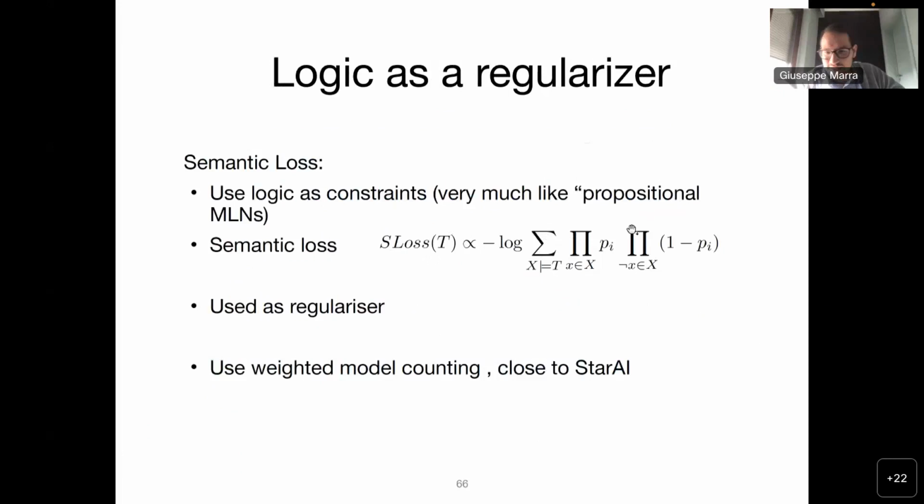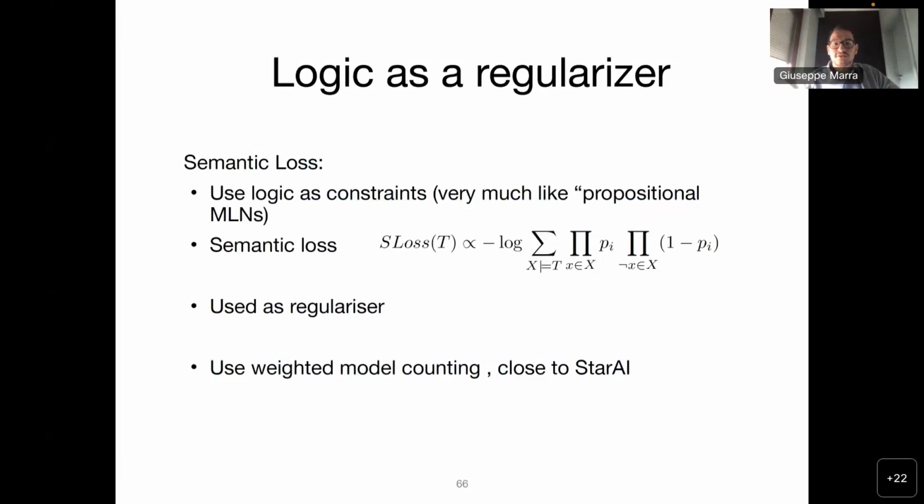This is the particular semantics of semantic loss. I will not go into the details now. We'll see something similar later. But the idea is this is a loss. And you can pick this loss and you can plug this loss into any loss function that you already have for a task that you are interested in, and learn the neural network with this loss.